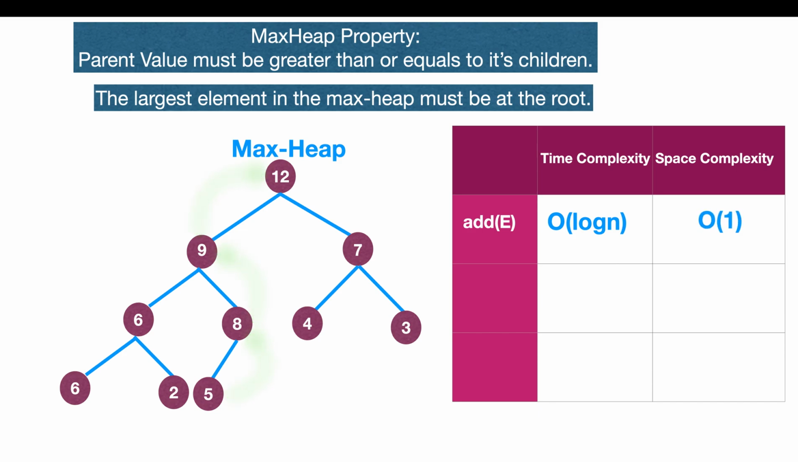So let's move on to remove. The max heap removes the maximum element from the heap. So obviously the max element is at root level. So what we do is first we replace the last element value with the root. So the last element is 5. We replace with root. Now we remove the last element.